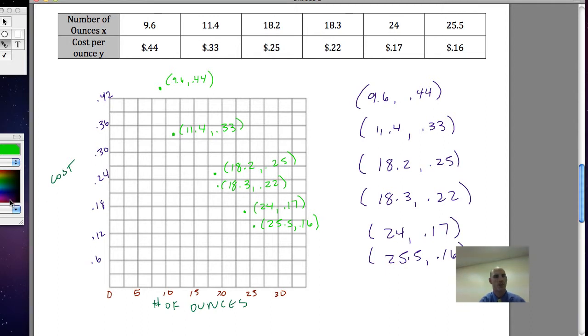So in general, we notice that this data is kind of going down this way. What kind of relationship is that? Well, that's a negative relationship. And what does that mean for us? That means that as the ounces go up, the price goes down. That's good for us. That's where we get this bulk pricing. You buy a lot of cereal, you get it for a cheaper price. And so that's how we would plot something like that.